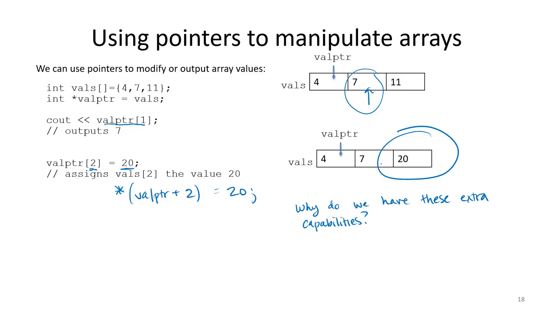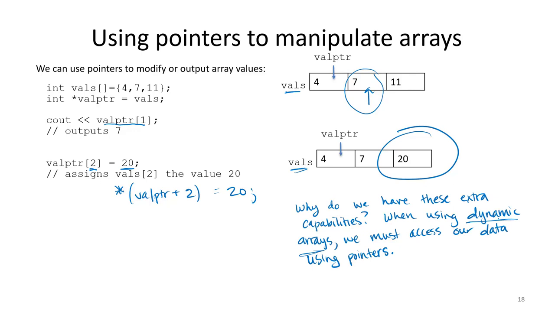For ordinary arrays like this one, we don't necessarily need to use pointers to access our data, because we can directly access the data through the name of the array, vals. But we'll see later when using dynamic arrays, we will have to access our data through pointers. So it's important to know these alternative ways of manipulating data in our arrays.